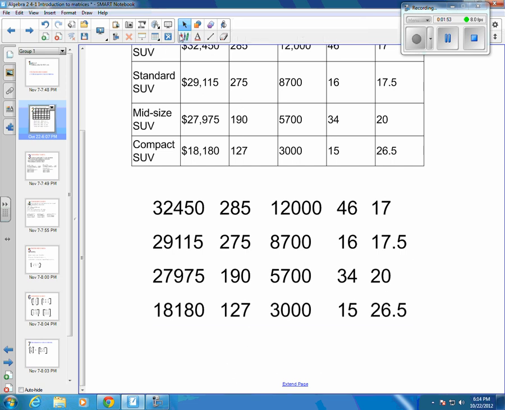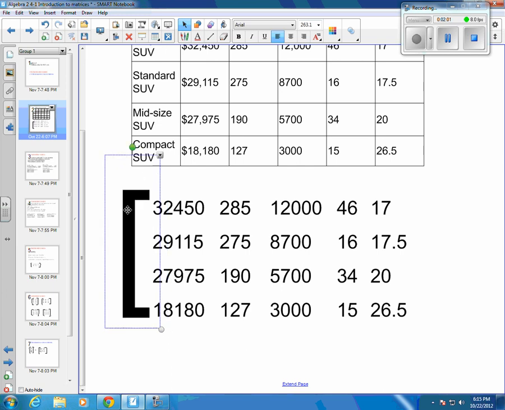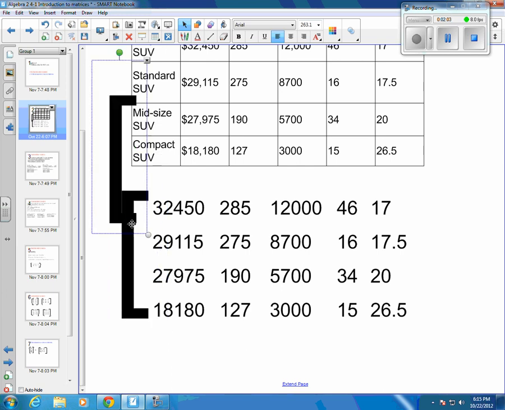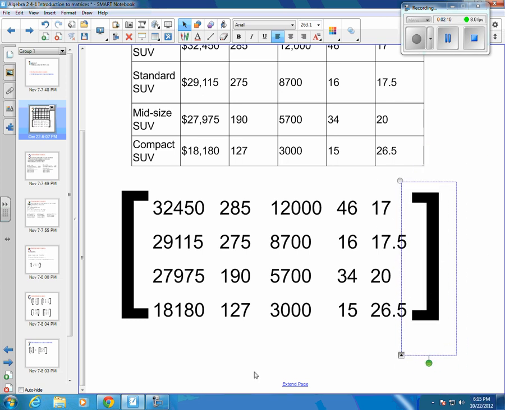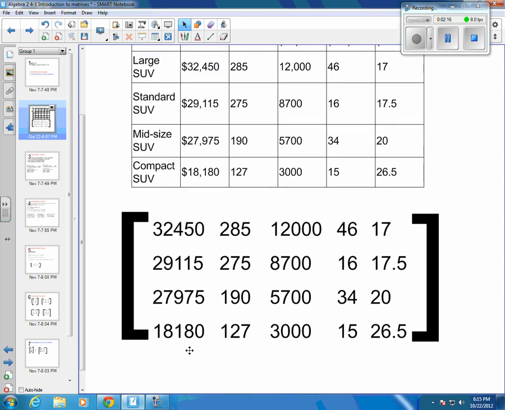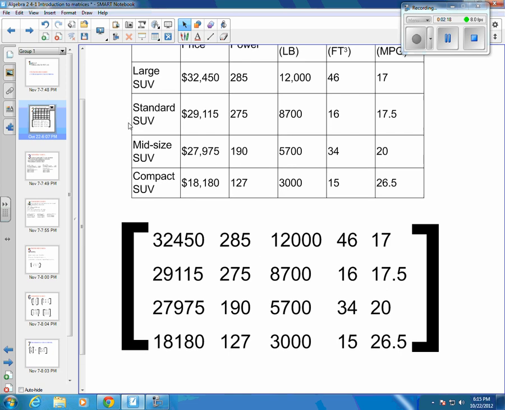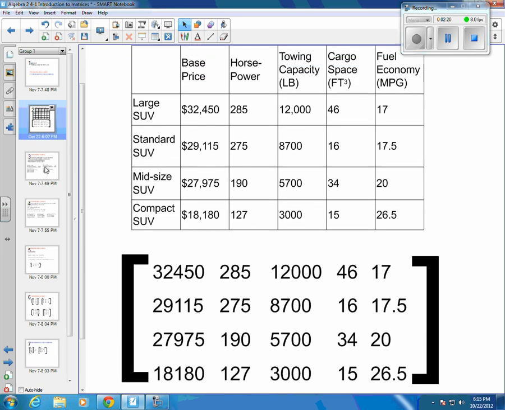And then if we just put a bracket around the outside, so if I put a bracket on this side, and put the same thing on the other side, voila, we have a matrix. It's just a bunch of numbers that means something, and we don't put the labels on it or anything, but it's a bunch of numbers that mean something. So that would be a matrix for our SUVs.